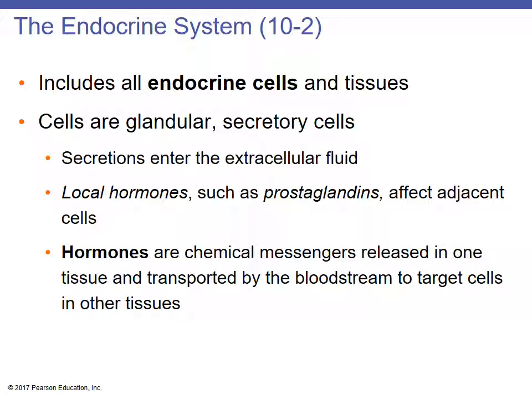Now, just because they're sent all over the body doesn't mean that they act on every cell in the body, but they do reach certain populations of cells that have receptors on the outside. They're ready to receive that signal and find out what it is that the hormone needs them to do or change.